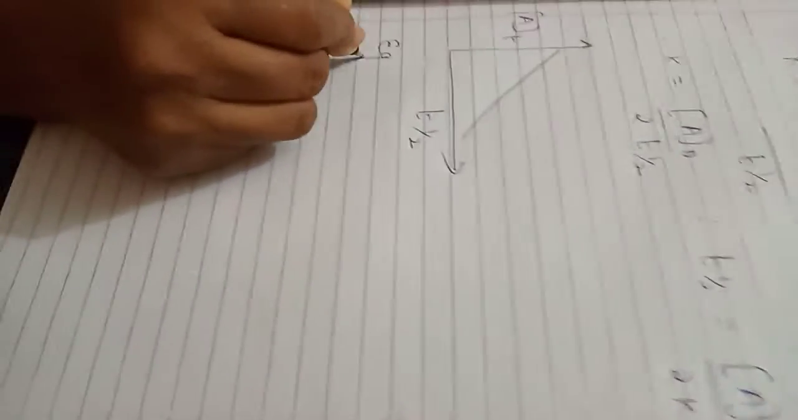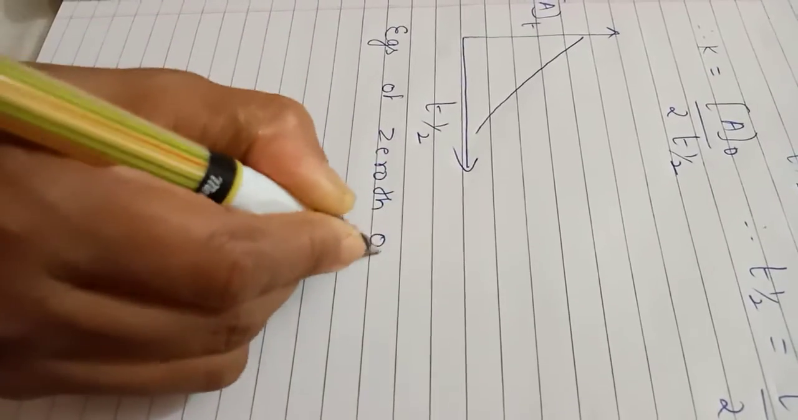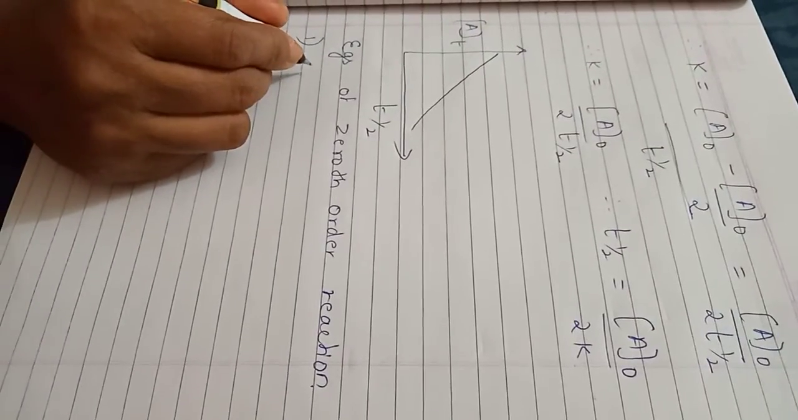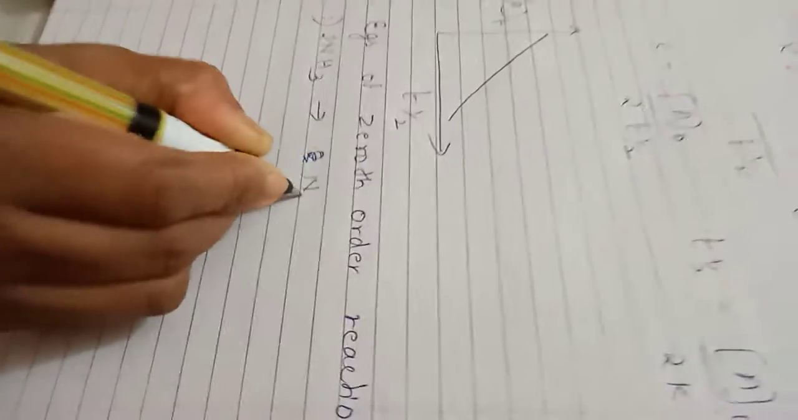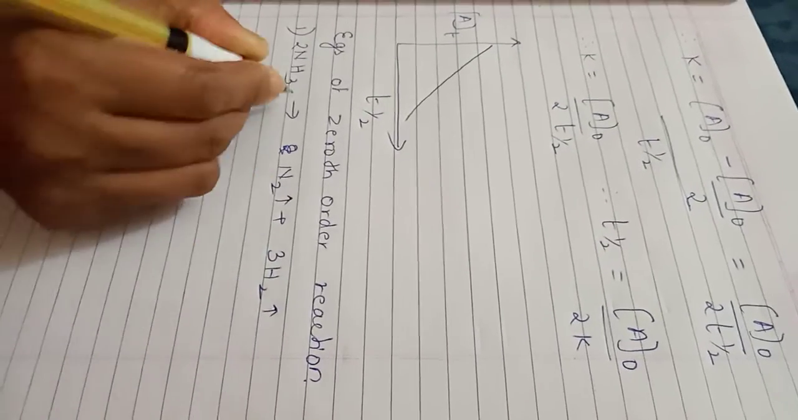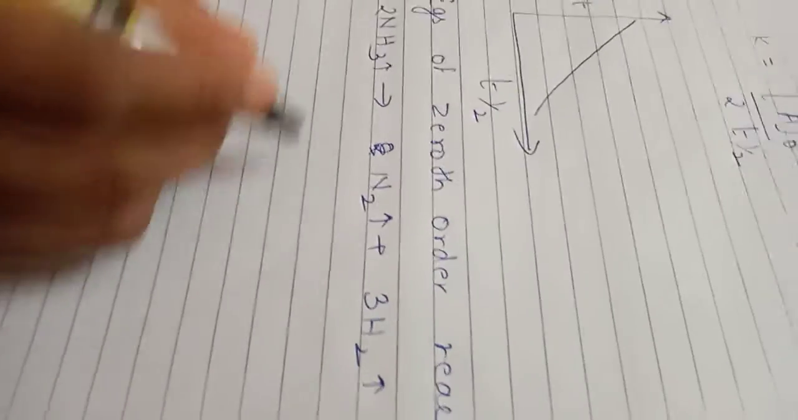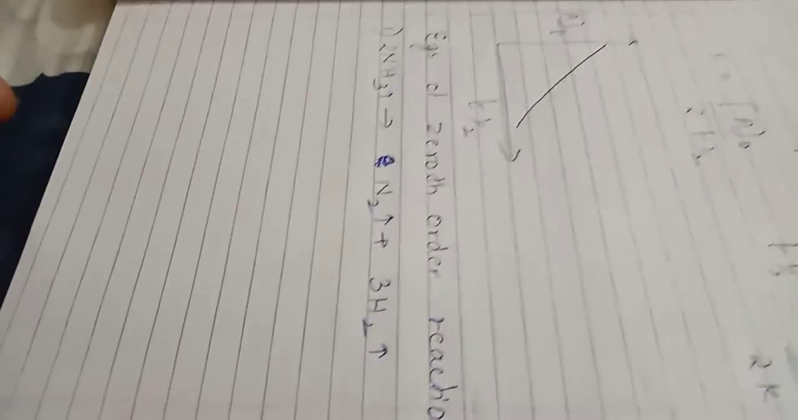Now, what are the examples of zeroth order reaction? Examples are, first, decomposition of ammonia. Decomposition of ammonia on platinum plate. Now, how is this reaction a zeroth order reaction?